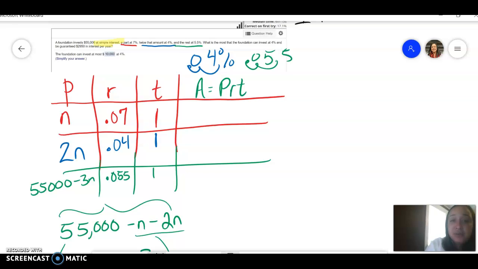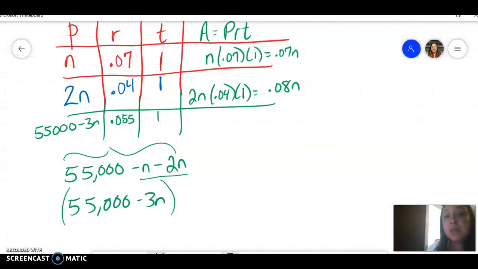So my A here is going to be equal to my P, my R, and my T, which is just going to be 0.07n. Okay, again, my P, my R, and my T is going to be equal to 0.08n. And this last piece is that my P, my principal, times my rate times my time.